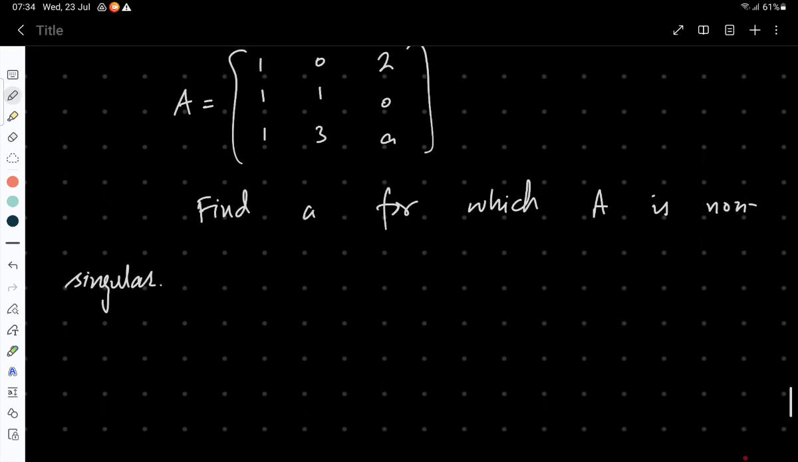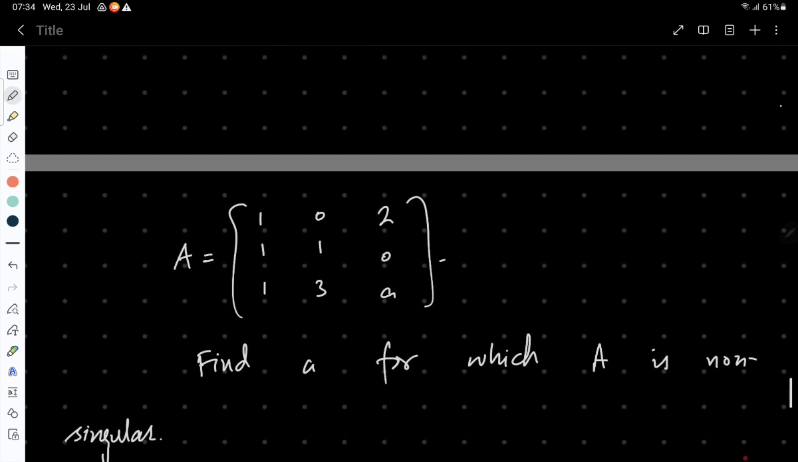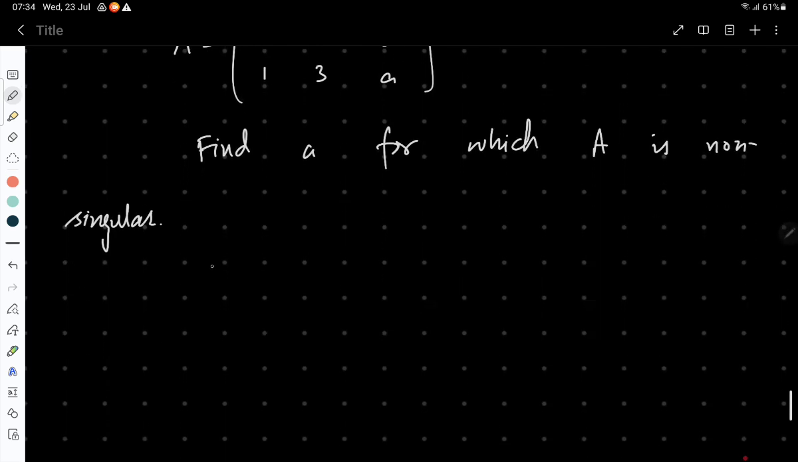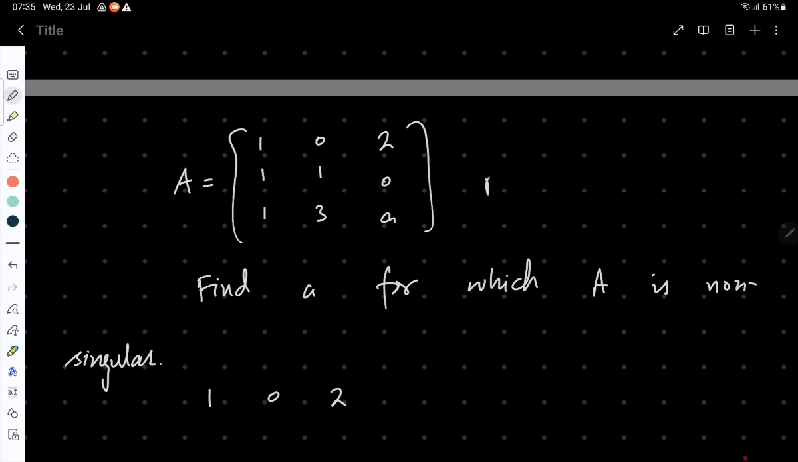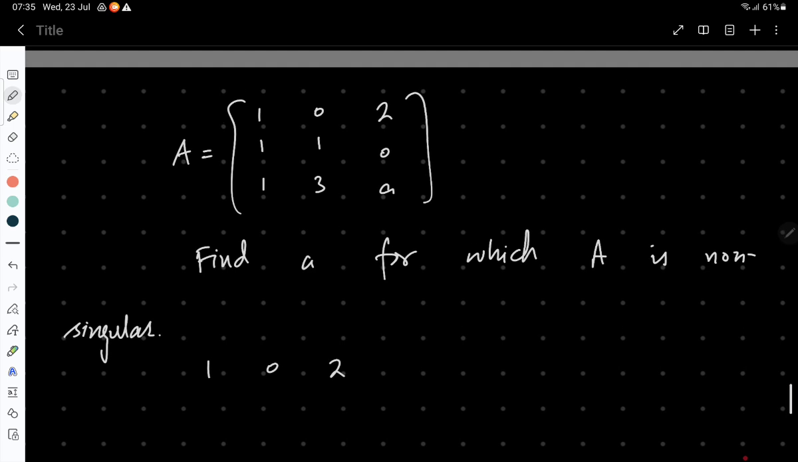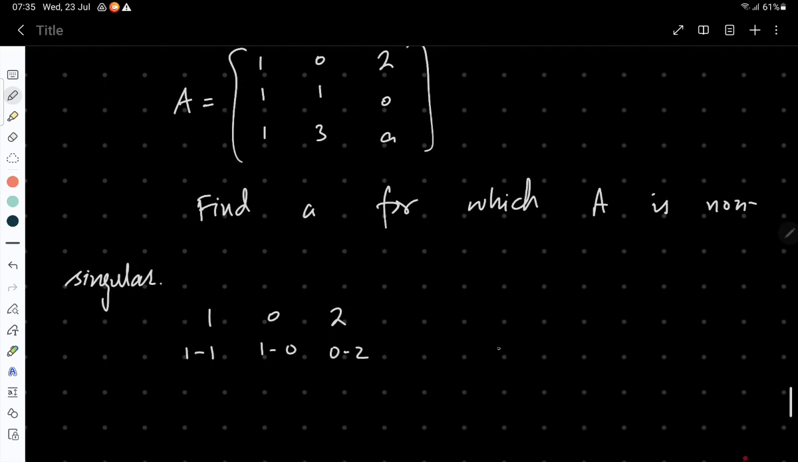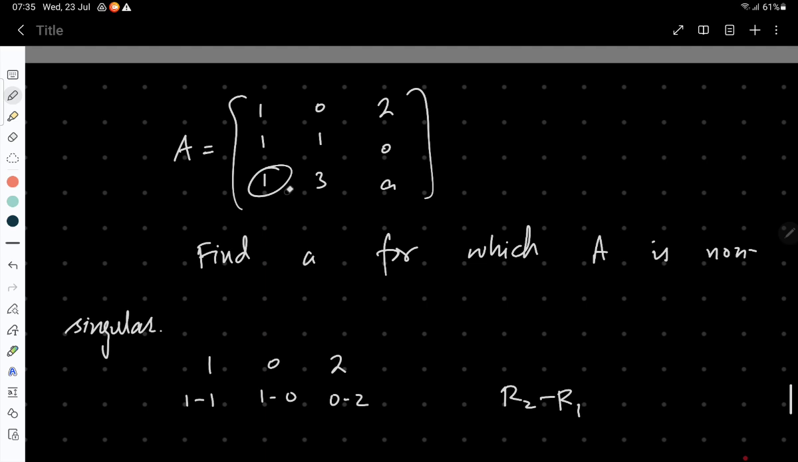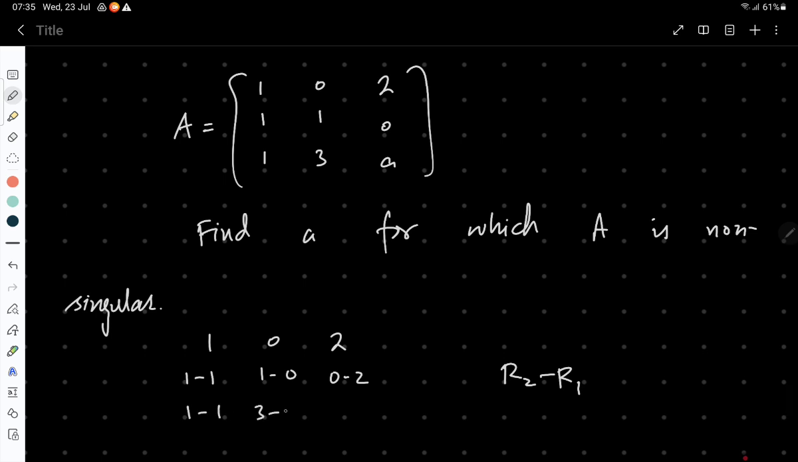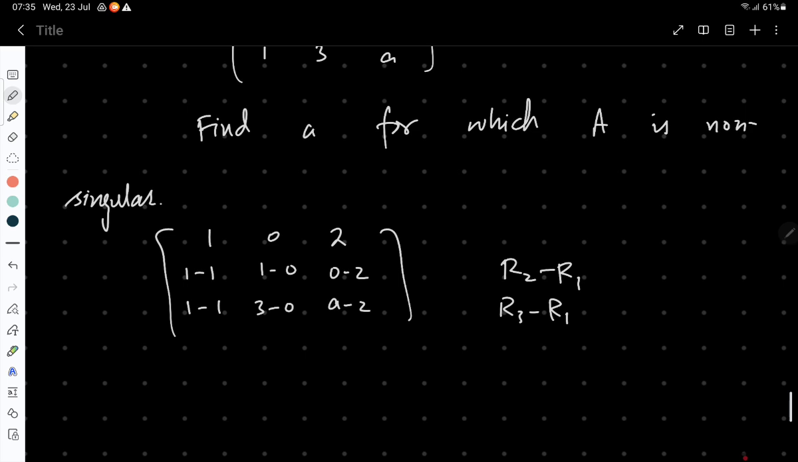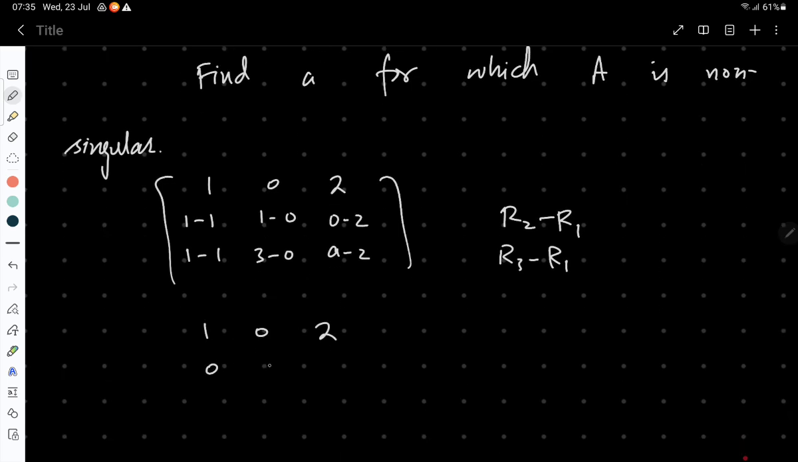So how to prove that this is non-singular? We have to convert this matrix into row reduced echelon form. First of all, I will make this entry 0. How can I make this 0? I do the operation r2 minus r1: 1 minus 1, 1 minus 0, 0 minus 2. Also I want to make this 0, that means r3 minus r1: 1 minus 1, 3 minus 0, a minus 2. So this is 1 0 2, 0 1 minus 2, 0 3 a minus 2.